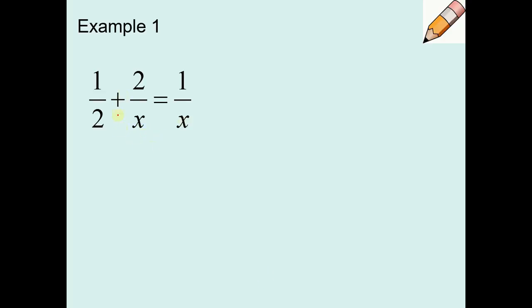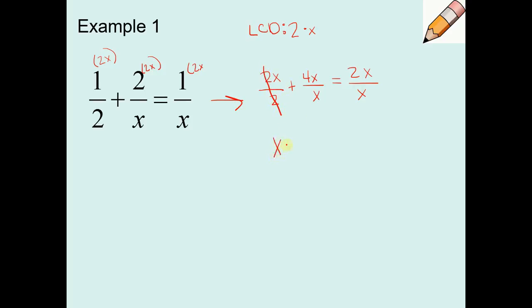So example 1 here, I have 1/2 plus 2 over x equals 1 over x. It looks like my LCD would be 2 times x. So what I'm going to do is multiply each numerator by 2x. So I'm going to have 2x over 2 plus 4x over x equals 2x over x. Now what I can do is cancel off what is left behind. So 2 over 2's cancel. I'm going to be left with x.